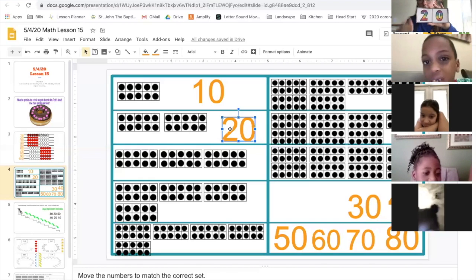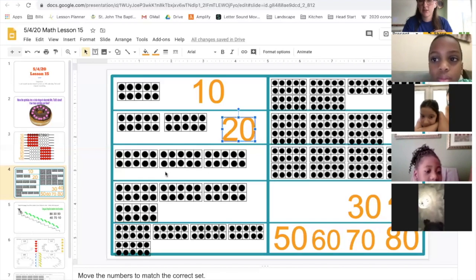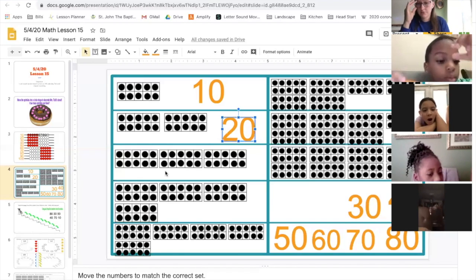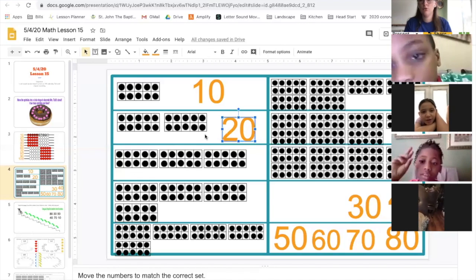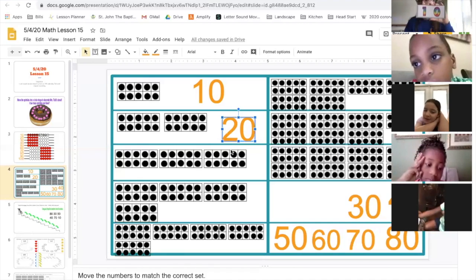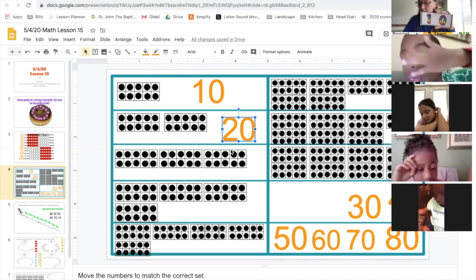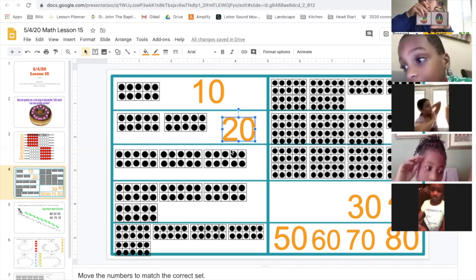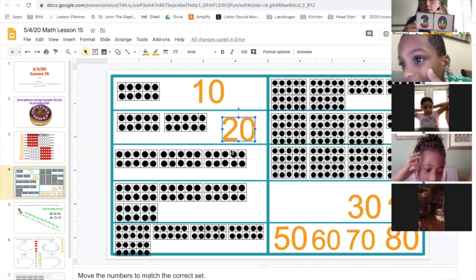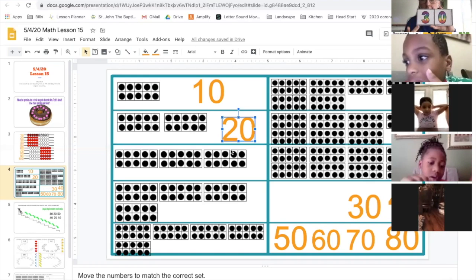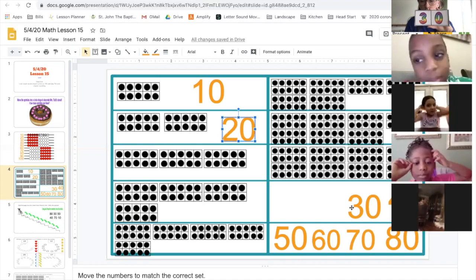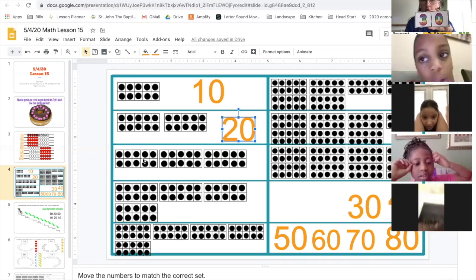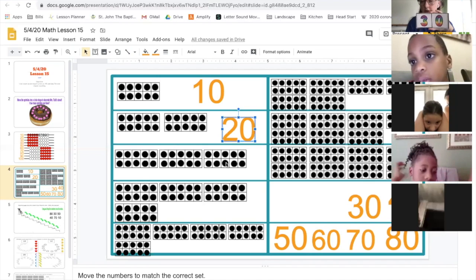So let's look down here at the next one. How many full 10 frames do you see? There's 1, 2, 3. So we had 10, and I'm going to cover up the 1 with a 3. And now, how many dots do we have? We have 30. So we can count 10, 20, 30.